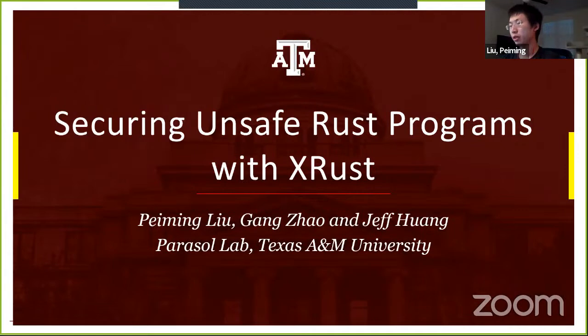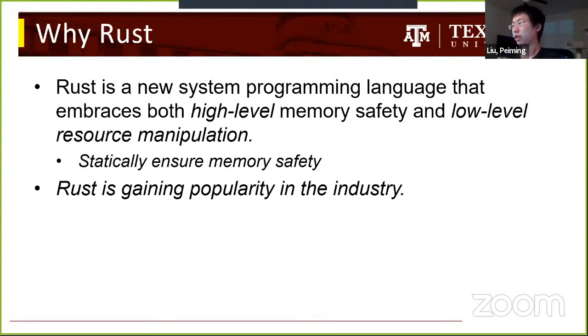So hello everyone, my name is Pei-Ming Liu. I'm a PhD student from Texas A&M University, and I will present our work on securing unsafe Rust programs with XRust. For those who might not be very familiar with Rust, Rust is a relatively new systems programming language that guarantees memory safety and freedom from data races statically through type checking. As a promising systems programming language and a good alternative to C and C++, Rust is gaining popularity in the industry.